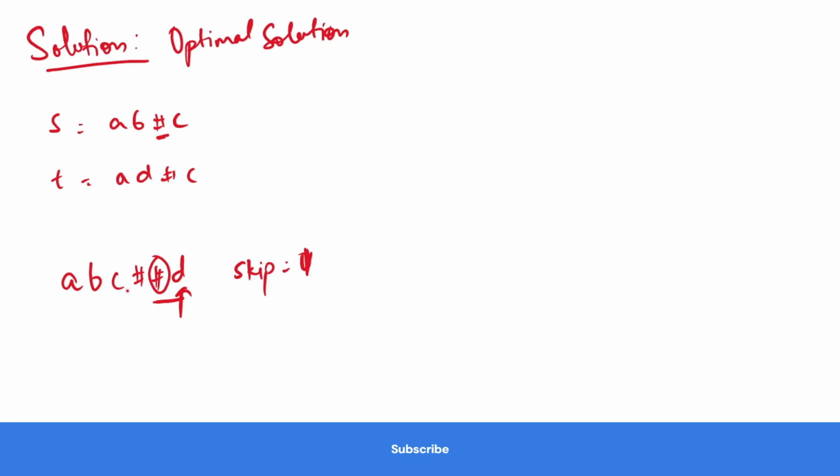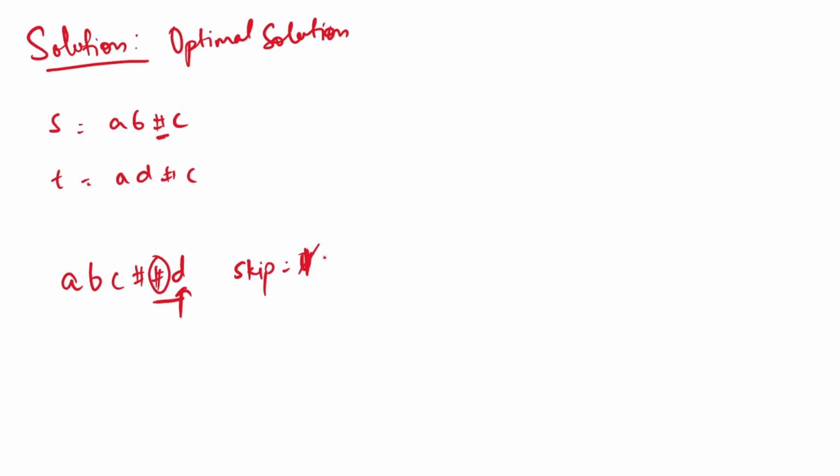If it is also a hashtag, then I will mark my skip as 2. What does it mean? We have to skip the next 2. So I will not consider this, I will not consider this. Now I will consider this, so this is also part of my string. So while comparing two strings, if I have this, then there is no need to compare this, because it will be removed.